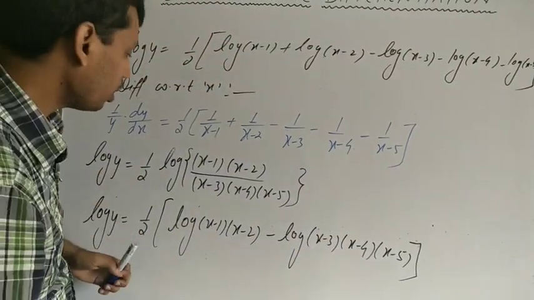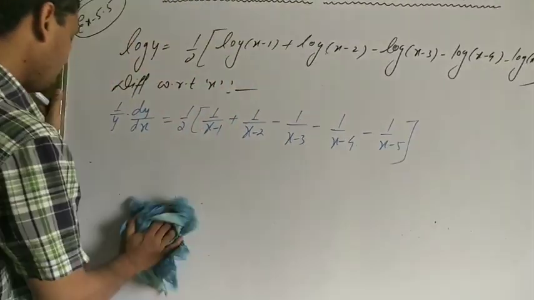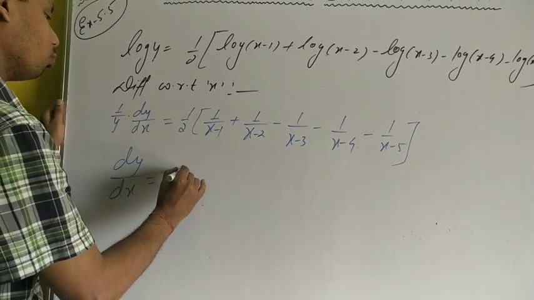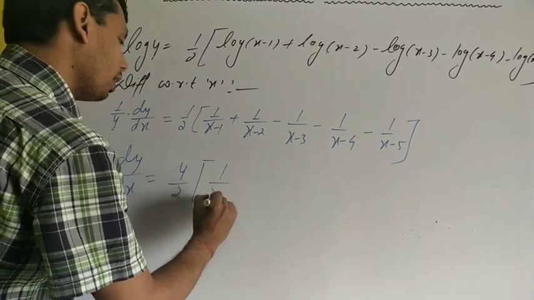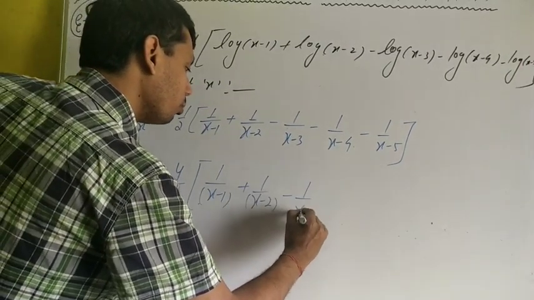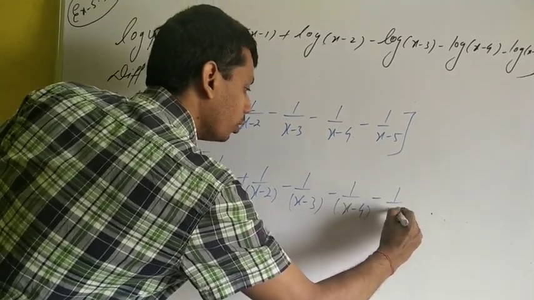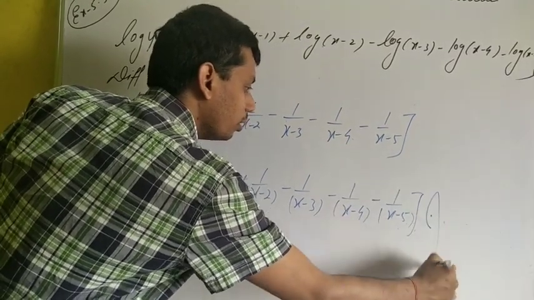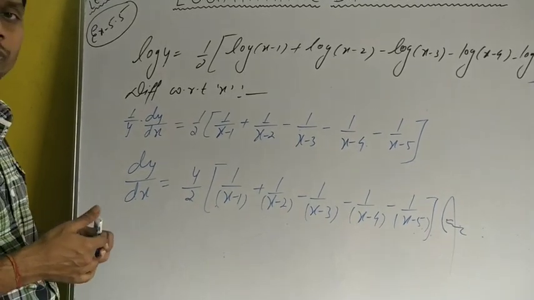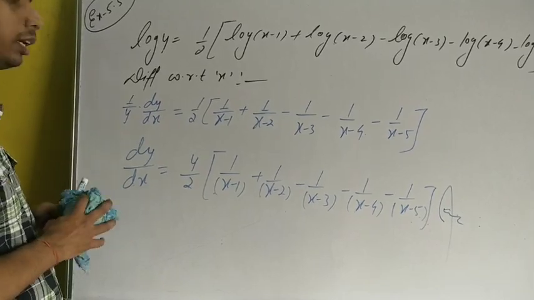Or this dy by dx is equal to y/2 [1/(x-1) + 1/(x-2) - 1/(x-3) - 1/(x-4) - 1/(x-5)]. This is the required answer. So this is how we differentiate such types of numericals. Now let us start with question number 3.